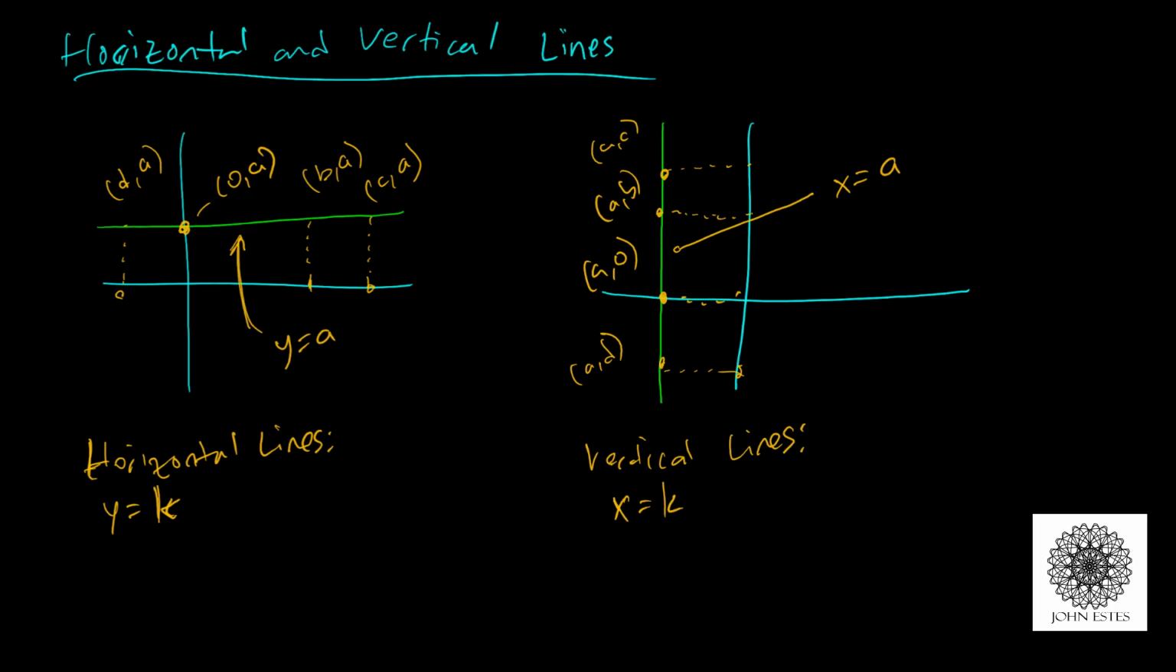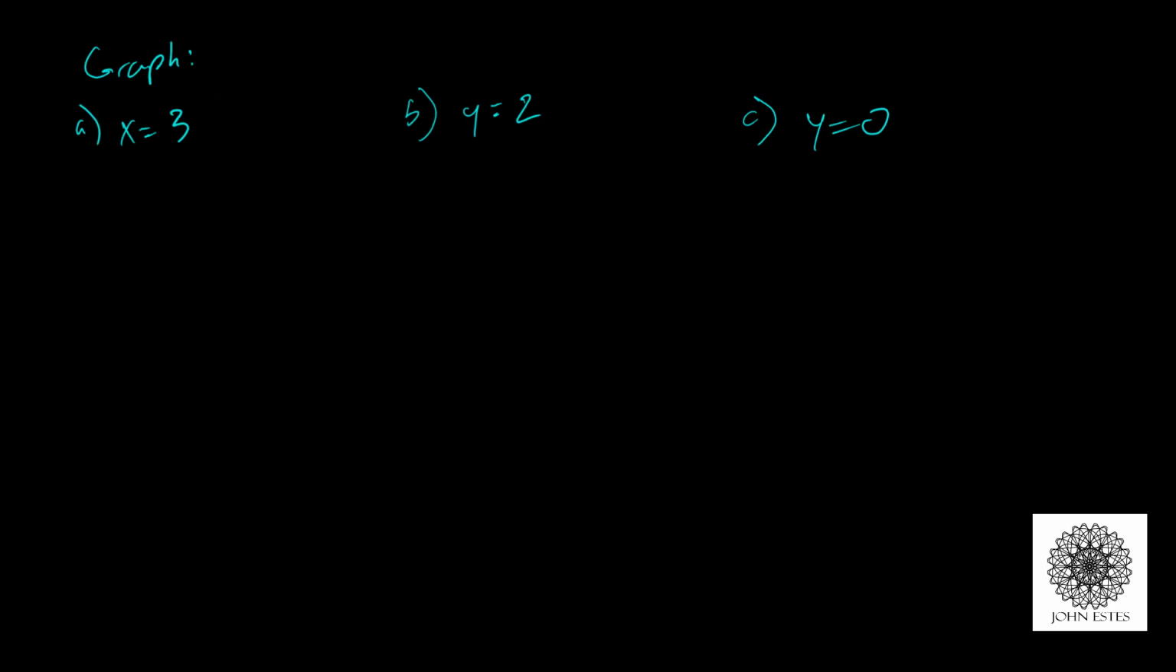Okay, so if you see examples like this first one, x equals 3, your x is a constant. That means I need to go over 1, 2, 3 in the x direction, and then draw a straight line. There's the line, x equals 3. Remember, x equals a constant is a vertical line.